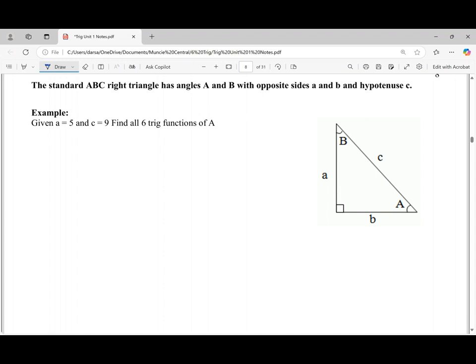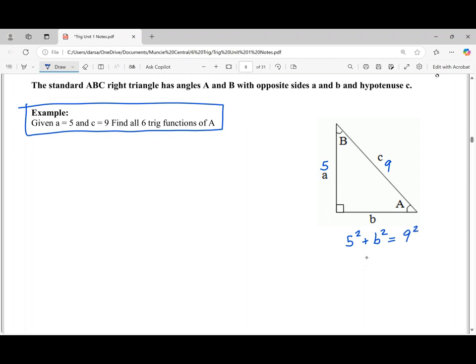So if you look, how we're going to be given problems is going to look like this. We are going to be given the length of two of the sides using an a, a b, or a c, and then they're going to ask us to find the 6 trig functions of one of the particular angles. So what I like to do is draw myself a little ABC triangle like this, and then I like to say, okay, side a, that's a 5, side c, that's a 9, and now, how can I find side b? Well, remember, this is a right triangle, so our favorite theorem, Pythagorean theorem, leg squared plus leg squared equals hypotenuse squared, can be used to find that missing side.